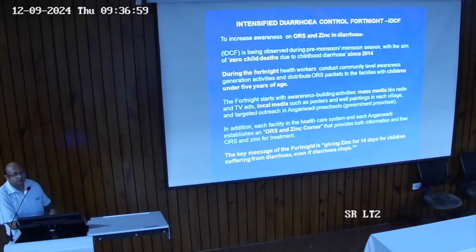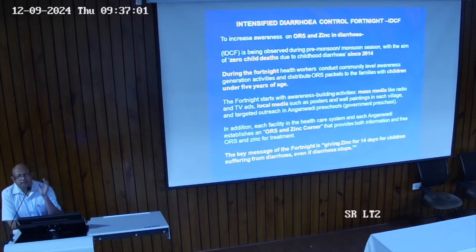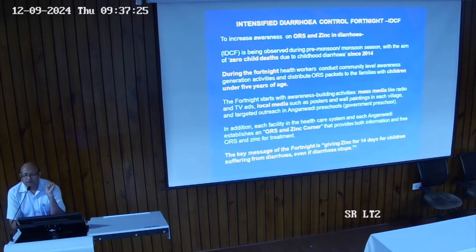Now coming to the last two things, the National Health Programs. First, the Intensified Diarrhea Control Fortnight. Grossly, in India the major population resides in villages. So at that level, the government has started this IDCF, the Intensified Diarrhea Control Fortnight Program, to increase awareness of the usage of ORS and zinc in diarrhea. And the target is zero child deaths.